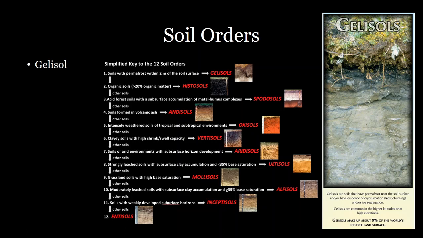The first soil order is a gelisol. So these are permafrost soils that we've talked about previously in this class, and we'll talk about more further on. But it's soil that has ice in it, and usually has some sort of cryoturbation, such as the ice lensing that we talked about previously. And so gelisols can cover wide swaths of the Arctic, and so they cover about 9% of the land surface.